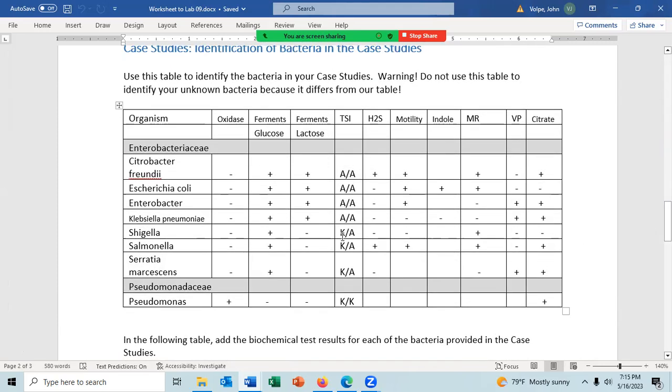You can use this table to identify the bacteria in the case studies for this lab alone. Do not use a previous key. This is a key for this lab alone. Do not use this key when identifying your unknown species, because this key will not work. It's only looking at two families, Enterobacteriaceae and the Pseudomonadaceae. But use this key to determine the test. Like if you get the oxidase result, all the Enterobacteriaceae are negative for that test and the Pseudomonadaceae are all positive. We're only looking really at Pseudomonadaceae, Pseudomonas aeruginosa.